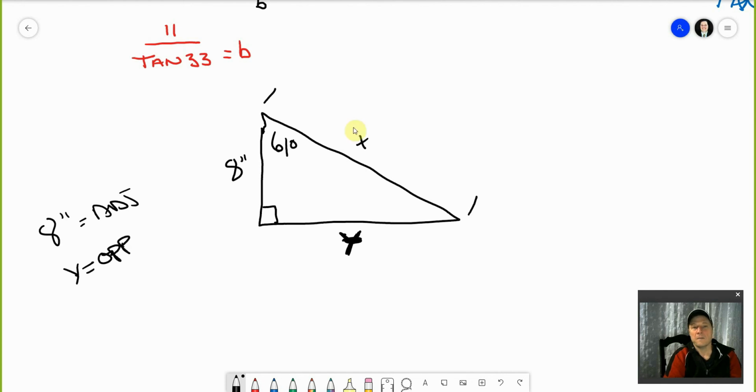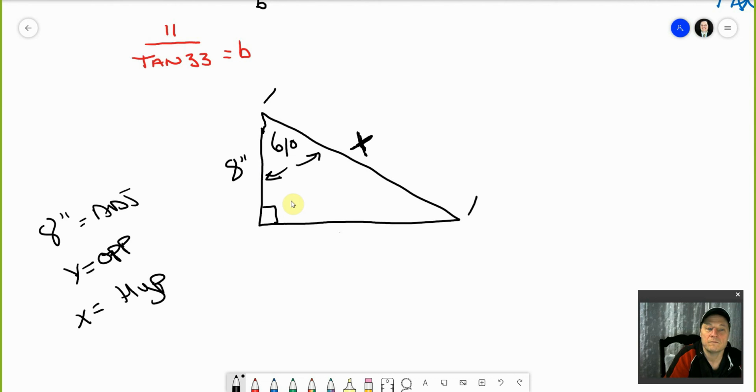But we don't have any information on this side. I didn't even give you a letter, nothing. What's the X side called? Hypotenuse. Okay, so we need a trig function that has what two pieces of information in it, Ryan, based on this angle? An adjacent and an opposite, right?